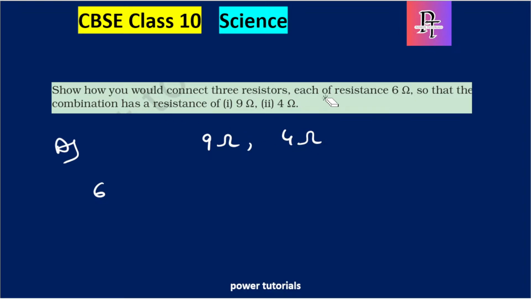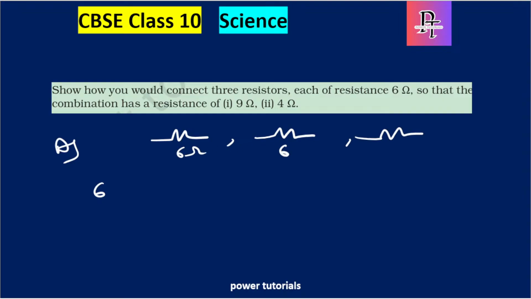So that you will connect 3 resistors, each of resistance 6 ohms. I'm sorry. The question is, we have 3 resistors, each of resistance 6 ohms. We have 3 resistors which are 6 ohms, 6 ohms, 6 ohms.